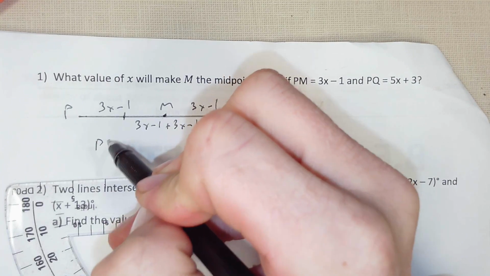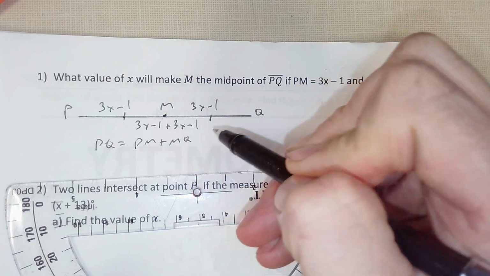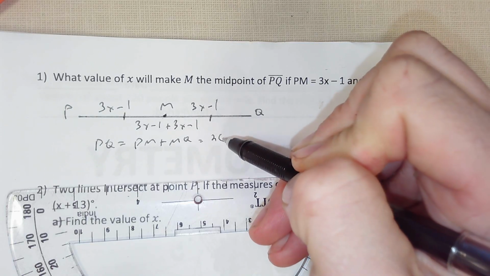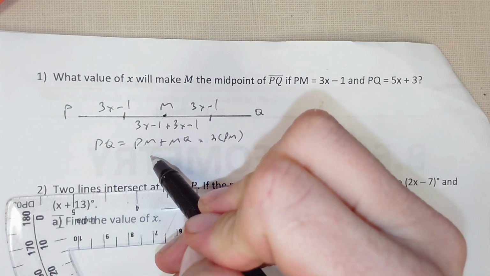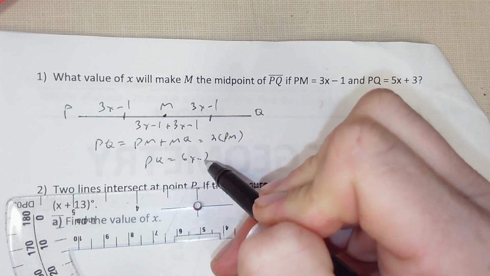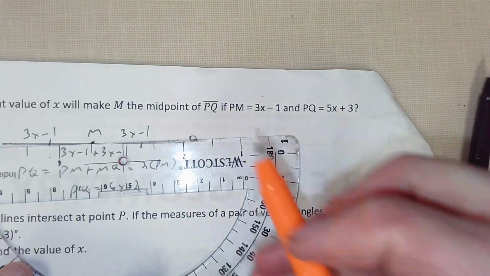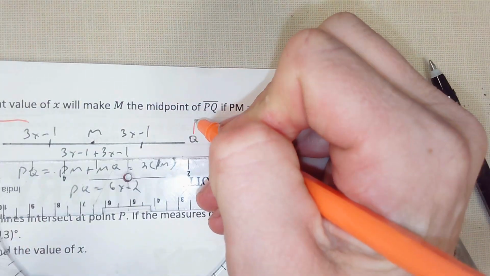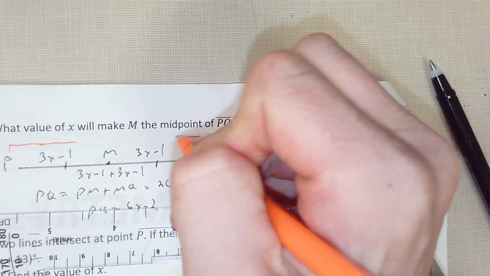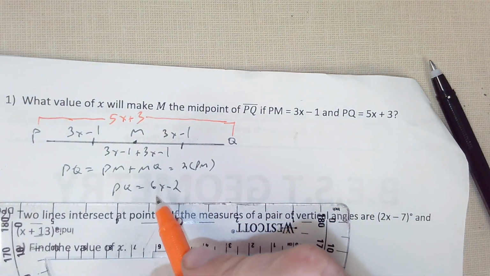Because PQ equals PM plus MQ. You could also say that it equals 2 times PM. Either way, you get PQ equals 6x minus 2. And they also gave us that PQ equals 5x plus 3. So this whole line segment equals 5x plus 3, when we know that PQ also equals 6x minus 2.